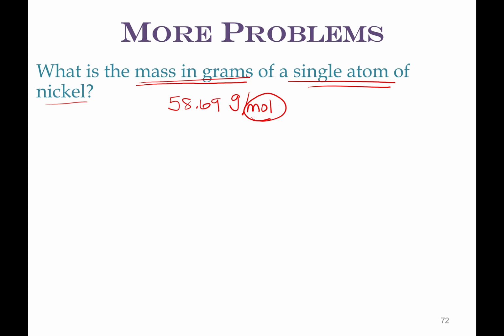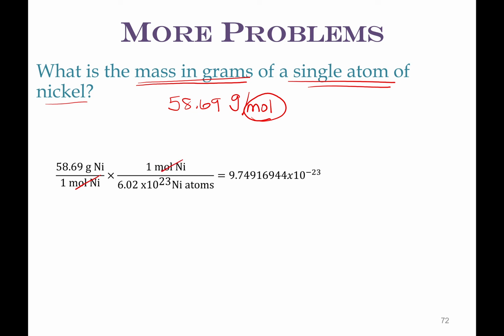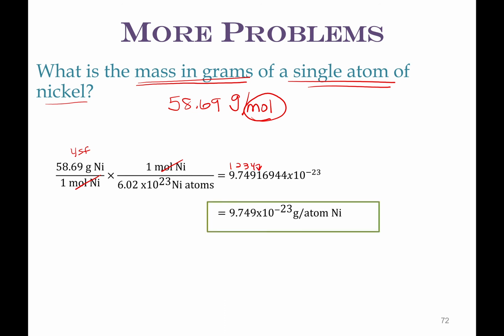So we need to take that 58.69 and convert it from per mole to per atom. Go ahead and give it a try. Pause it. 58.69 grams of nickel per 1 mole of nickel. I want to get rid of moles of nickel to go to per atom, so I'm going to divide by Avogadro's number. I get 9.74916944 times 10 to the negative 23rd. I can have, according to this periodic table, 4 sig figs. 1, 2, 3, 4. I look 1 to the right for rounding. It's a 1, so I'm going to leave it alone. 7.49 times 10 to the negative 23rd grams per atom of nickel.